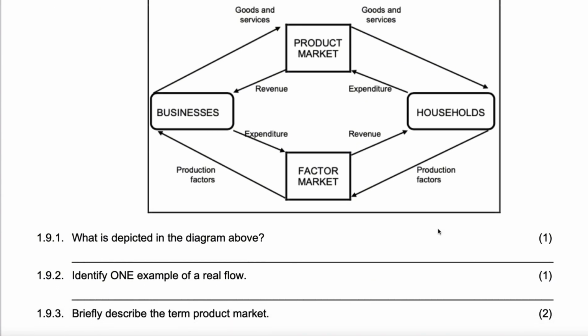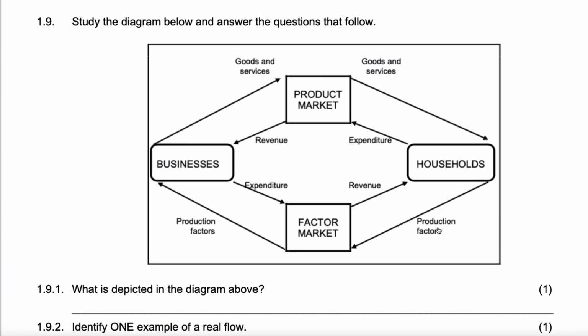Now let's have a look at the questions. That's all we have here. Expenditure. Businesses spend money on the factor market. We spend money on the product market. And then when businesses spend on the factor market, it's revenue to us. When we spend on the product market, it's revenue to the business.